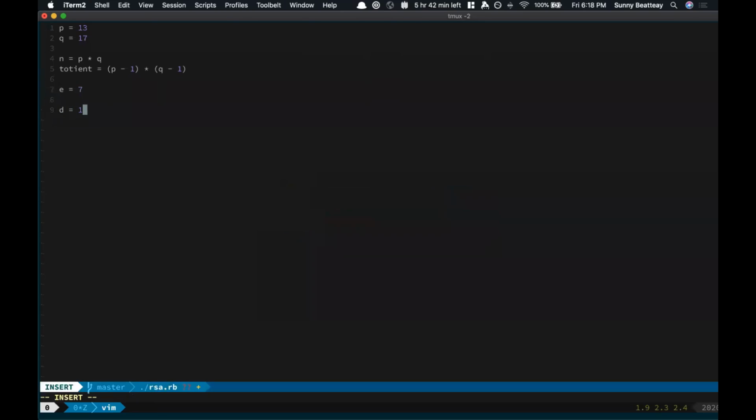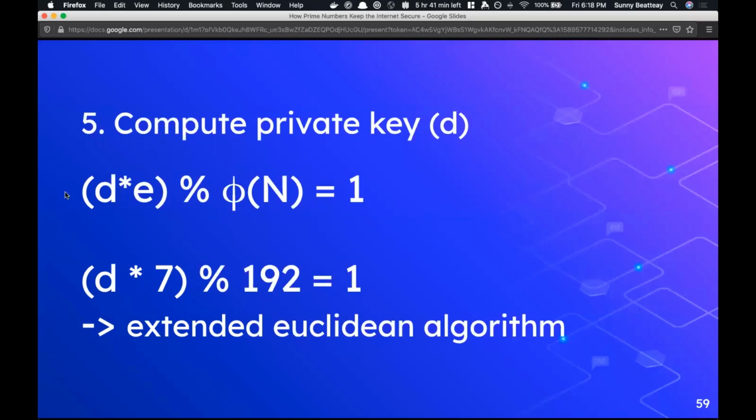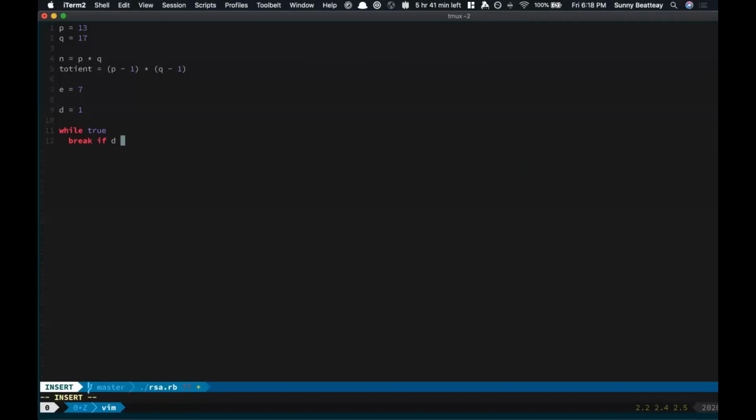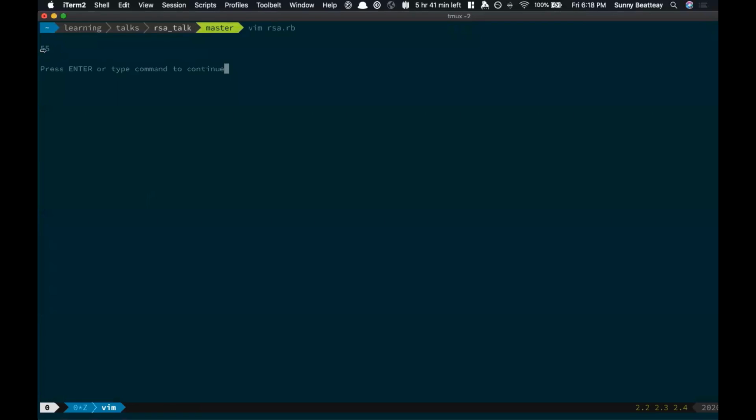As I mentioned, I'm going to cheat a little bit. I'm going to start with the value of 1. I'm just going to do a while loop, and we'll break out of this loop if this equation is true. So we have D times E remainder the totient, and if that equals 1, we'll break out. If that doesn't work, then we're just going to increase the value of D, and we'll end our loop. At the end, I'm just going to output what D is. Okay, so let's run this and see what our private key is. So 55. 55 is the value of the private key.